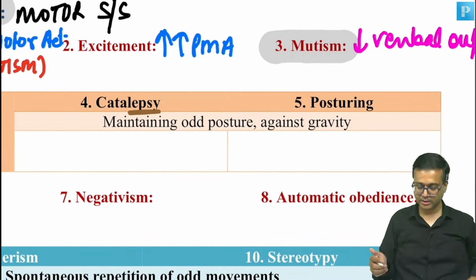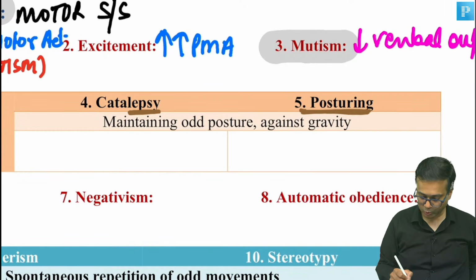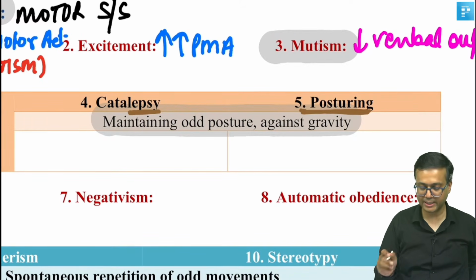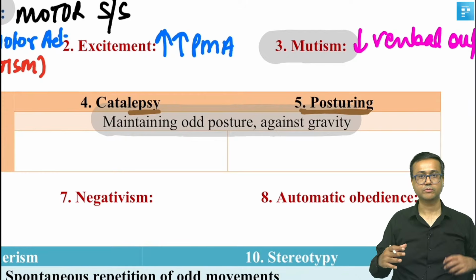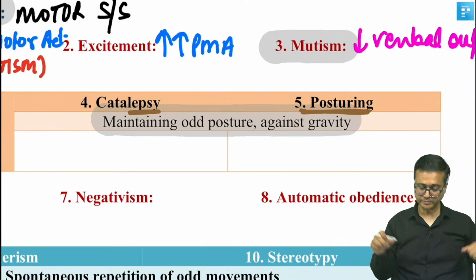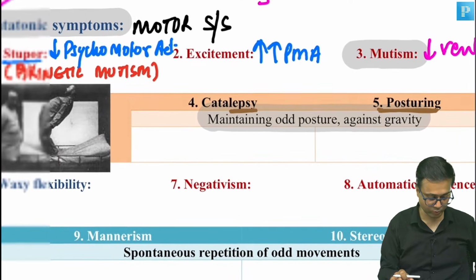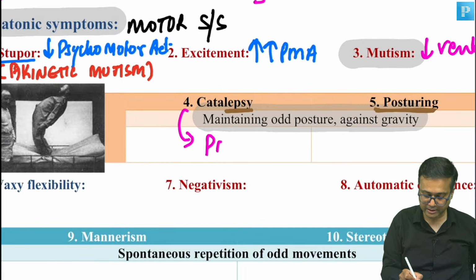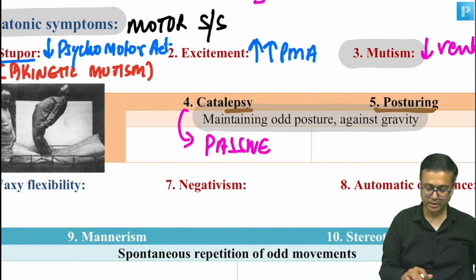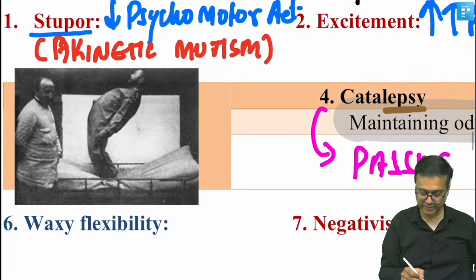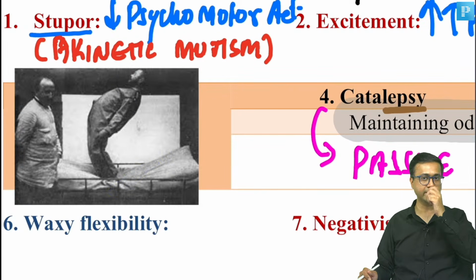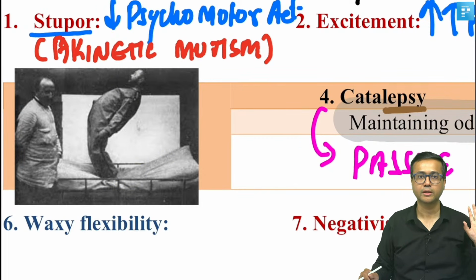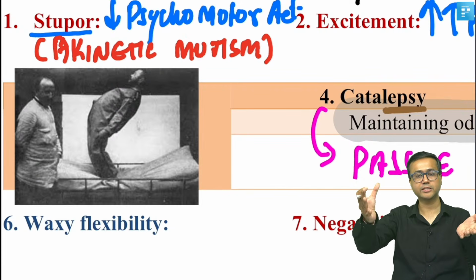In catatonia. So catalepsy and posturing, beta, both mean that the patient has maintained a very odd posture for a long duration against gravity. But if they ask you the difference, beta, what is the difference? Remember, catalepsy is a passive phenomenon. Suppose the examiner made the person stand like this. So the patient himself did not come into this posture, but somebody else made him stand like this. Now he is maintaining it.